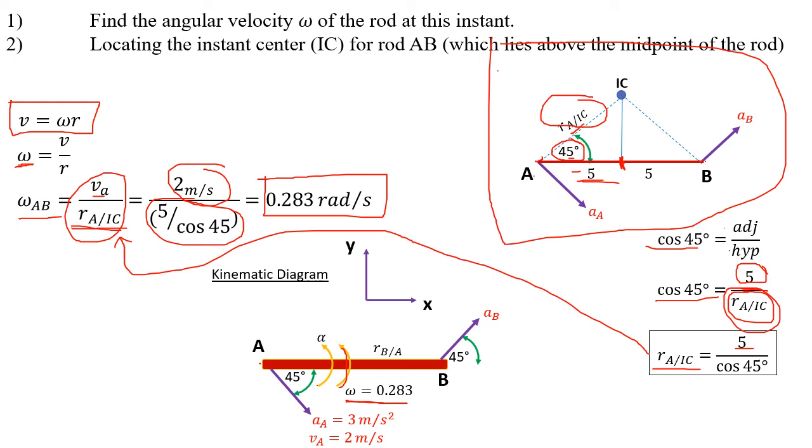So for my solution, how did I do this? First step, I solved for my angular velocity right there, and I located my IC for AB, which lies on the midpoint of our rod right there. So just a little summary of what we did in this portion of the solution.